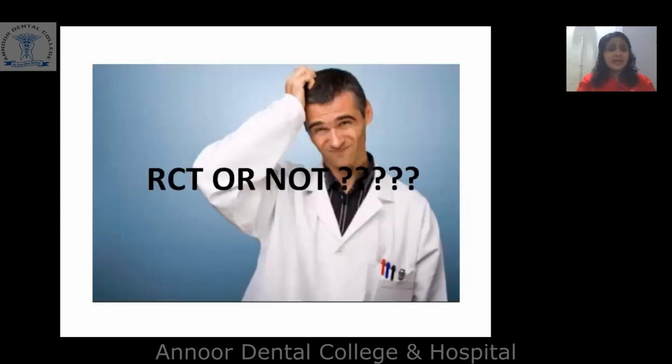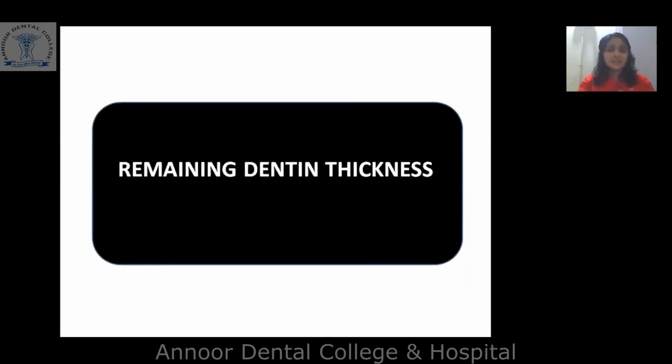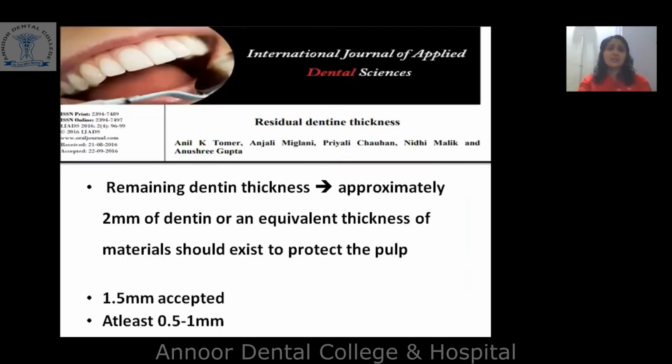Now, what is the deciding factor that confirms whether a tooth has to go for a root canal treatment or not? It's nothing but the remaining dentin thickness. Now, what is the remaining dentin thickness? It's approximately 2 millimeter of dentin or an equivalent thickness of material that exists to protect the pulp. Different authors say that 1.5 millimeter of remaining dentin thickness is accepted, but at least 0.5 to 1 millimeter must be there.